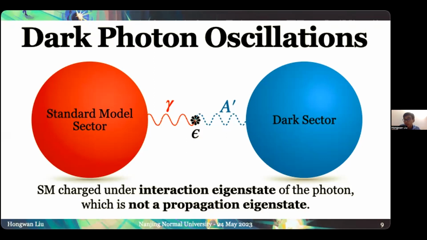You could also introduce additional symmetries to ensure that the loop contribution that gives you the epsilon occurs at 2 loops or 3 loops. And that's quite easy to arrange.